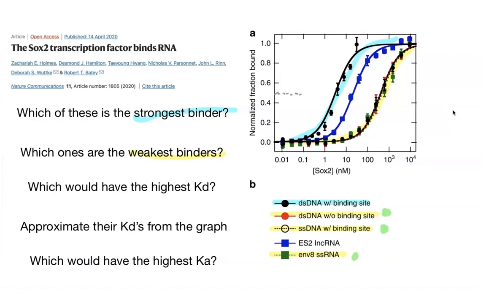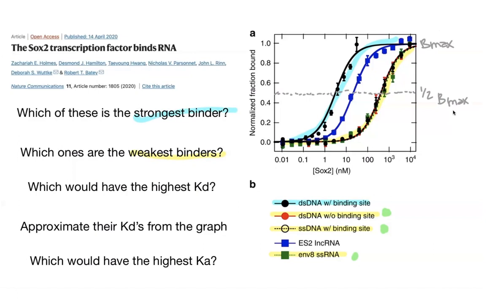Remember that the KD is going to be the concentration at which half of it's bound. So if we take this half Bmax, so remember we can call this our Bmax, and this would be half of our Bmax. Now in this case, it's normalized fraction bound, so their Bmax is actually at 1.